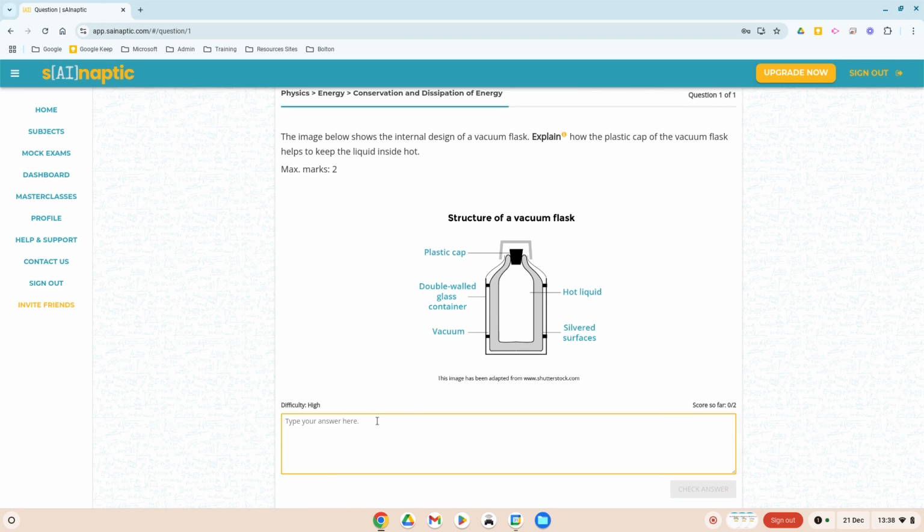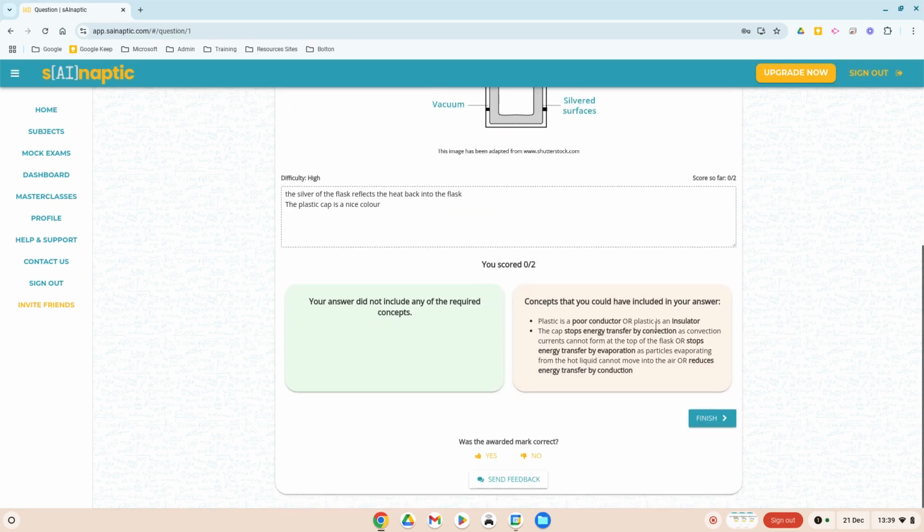So I'm going to answer this as if I really don't know the answer. So I'm going to put the silver of the flask reflects the heat back into the flask. Okay, and maybe I'll put something about the plastic cap as well. The plastic cap is a nice colour. There we are. And let's see what happens with this one. Oops, so there we are, 0 out of 2. Not surprising really. I didn't include any of the required concepts.